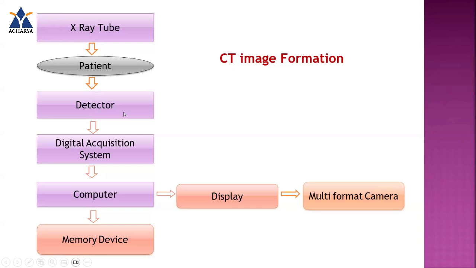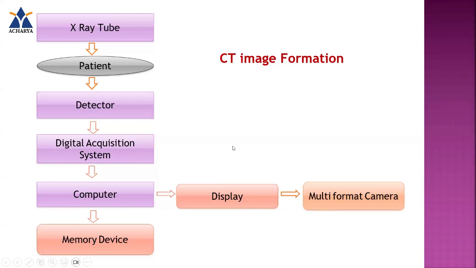There are so many detectors. Yesterday, sir told very well about the detectors. The only thing is, the detector is the element which converts the transmitted X-ray photons into electrical signals. Those electrical signals go to the DAS, the digital acquisition system, and by the reconstruction algorithm, they are converted into a readable image. That readable image can be displayed on the monitor, or recorded by the multi-format camera, or also recorded by a memory device. So this is the image formation in CT.